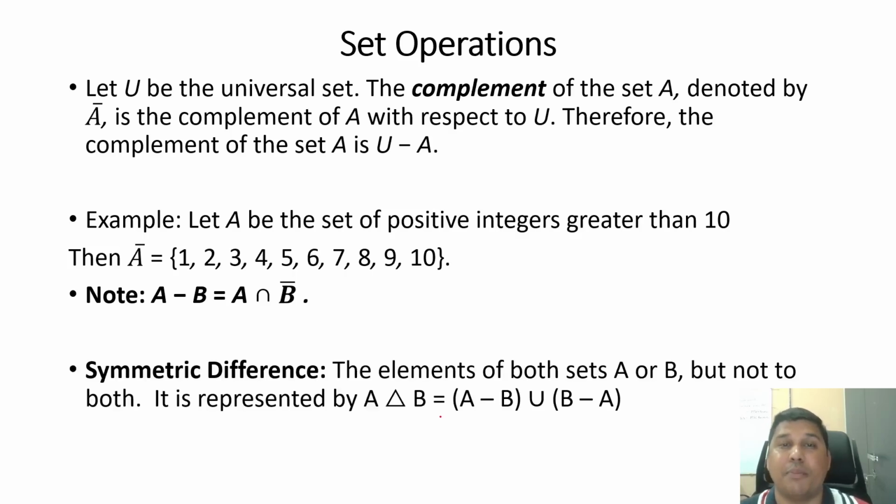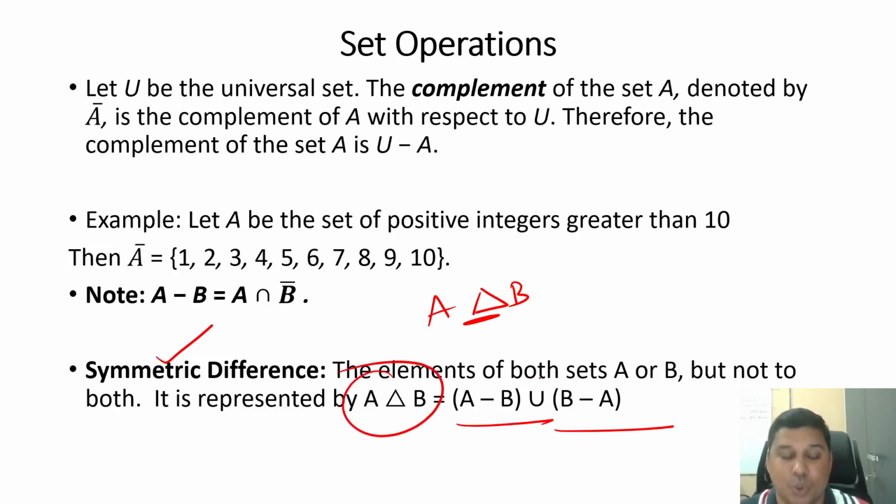Symmetric difference is one very important concept. We have the same function in Python programming as well: symmetric difference, symmetric difference update, difference update. Like this, we have so many inbuilt Python functions for sets. So what is the symmetric difference? It is represented by this symbol, a triangle: A triangle B, A delta B we say. It is nothing but A minus B union B minus A.